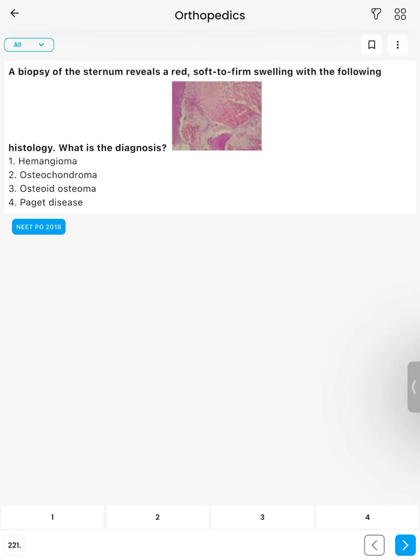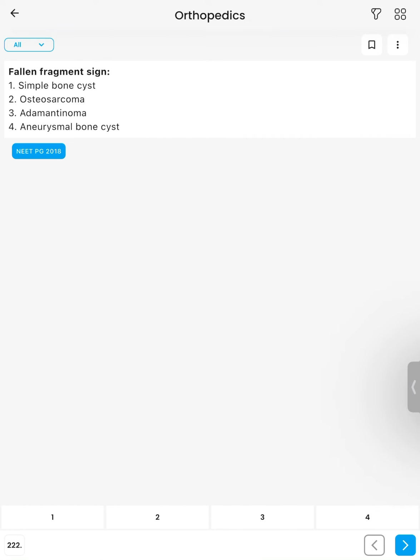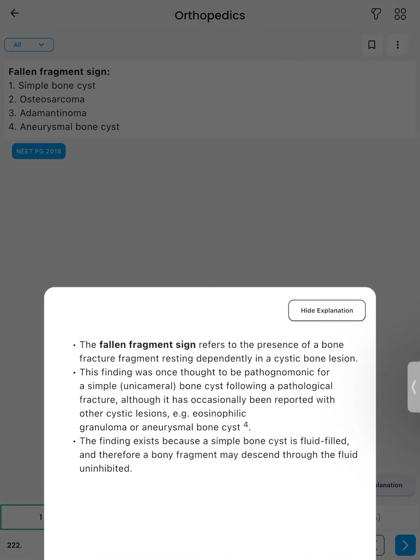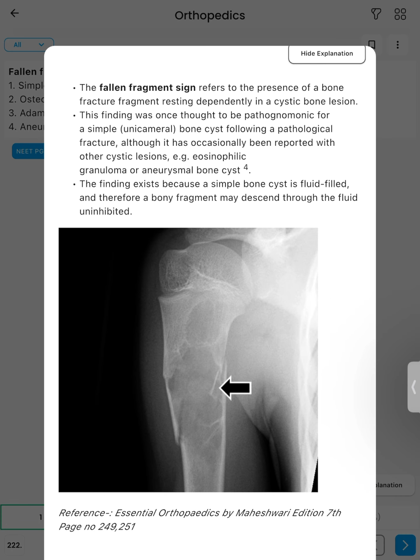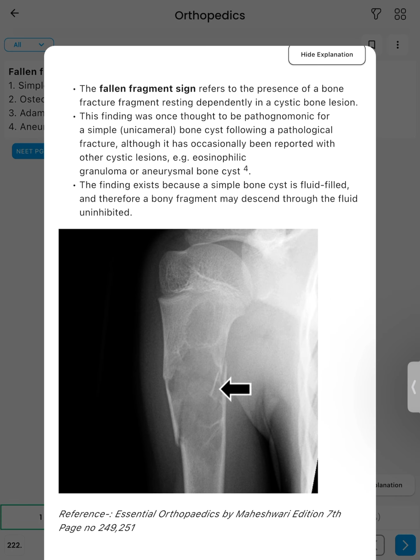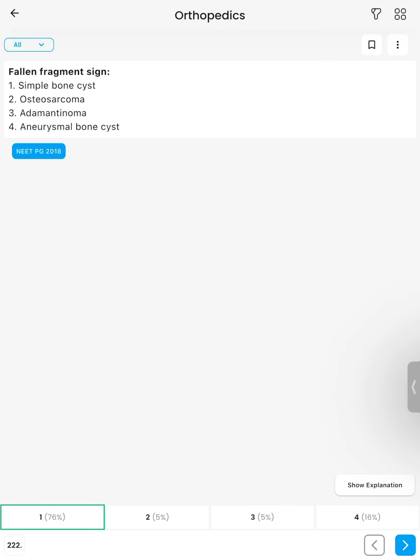The biopsy of the sternum reveals red. Red means it involves the blood vessels, mainly hemangioma. Fallen fragment sign mainly involves the simple bone cyst. You can see here like this, this is the fallen fragment in a bone cyst.